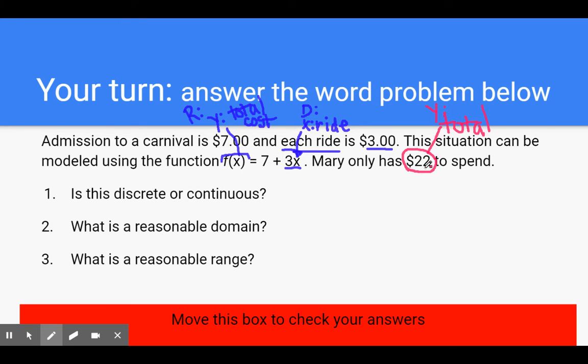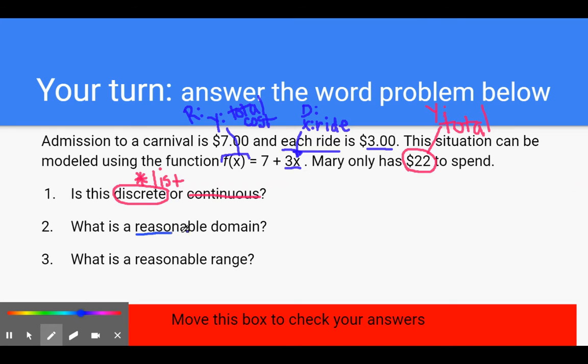Let's answer the first question. Is this discrete or continuous? Well, if I ride one ride, two rides, can I ride 3.5 rides? No. So because I cannot measure this and I cannot ride or think about the values in between whole numbers, we're going to say this is discrete because you cannot half it. And here you want to recognize that we are listing our values when we come up with our reasonable domain and range.